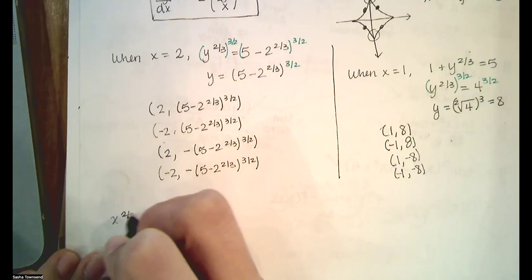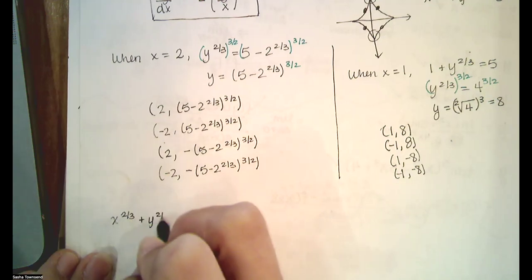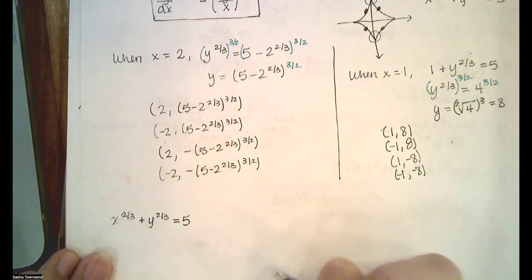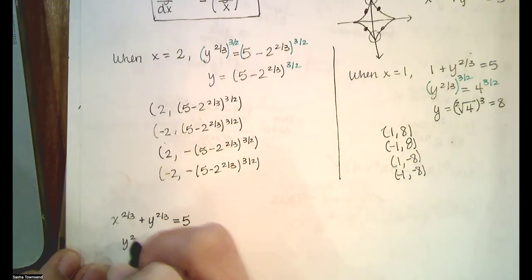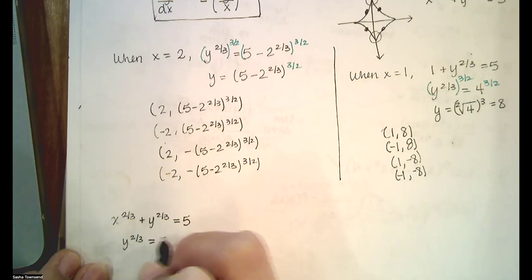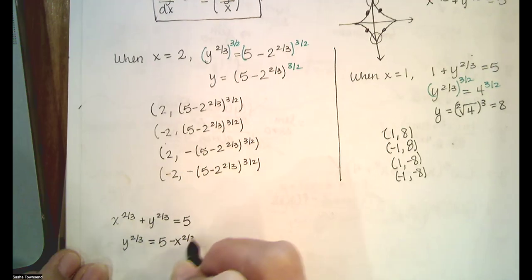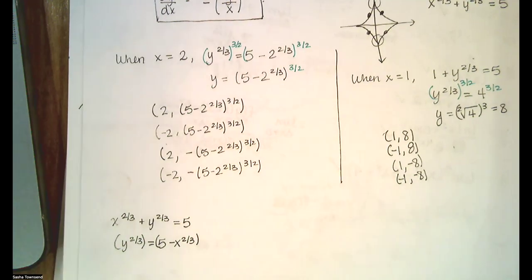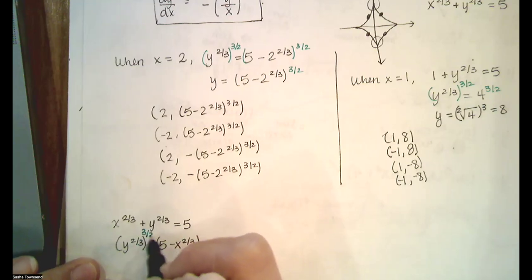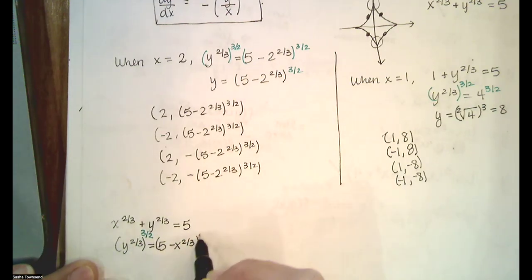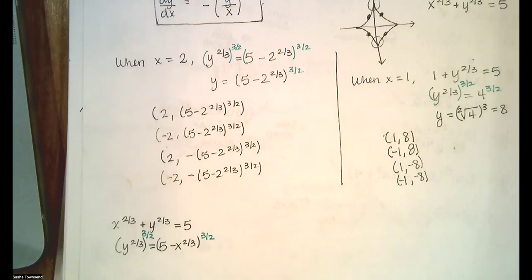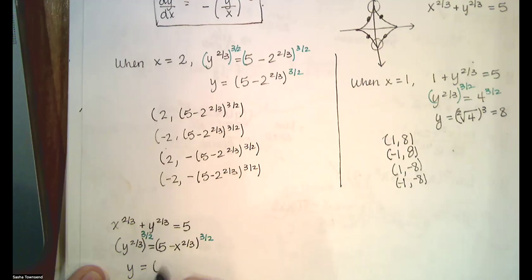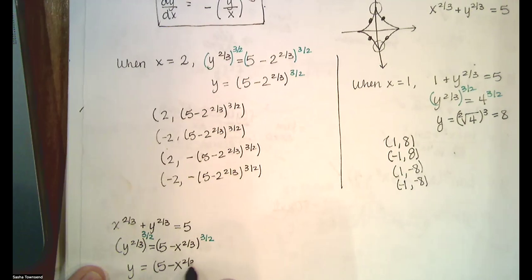So we know that x to the 2/3 plus y to the 2/3 equals 5. If I want to get y by itself, I just subtract x to the 2/3 from both sides. And then to get rid of the 2/3 power, I want that exponent on the y to be 1. So I raise this to the reciprocal power. So just take that fraction and flip it. That's going to be my exponent on each side. So that's what y is as a function of x.